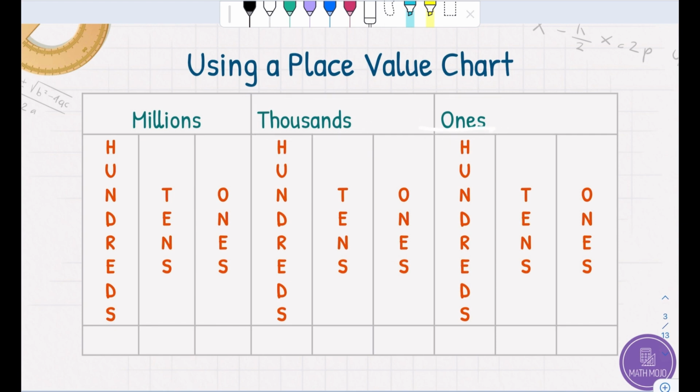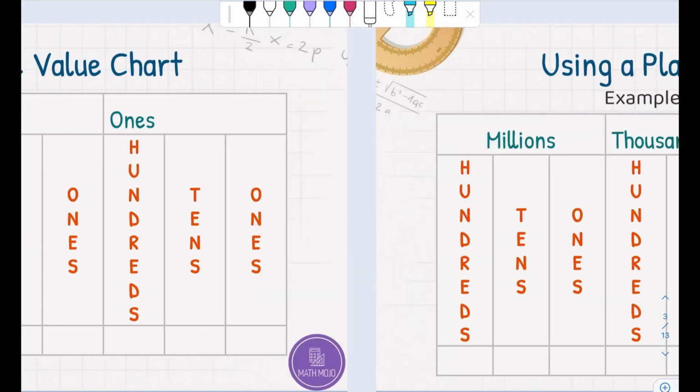And underneath each section, we have three subcategories, which is the same for each one. We have our ones, our tens, and our hundreds, which as you can see is the same underneath the thousands and the ones section as well. So now let's do an example.